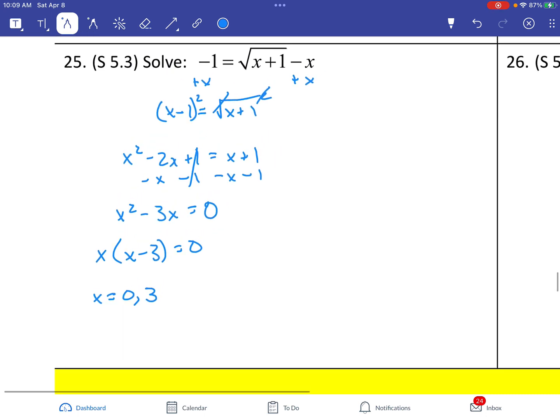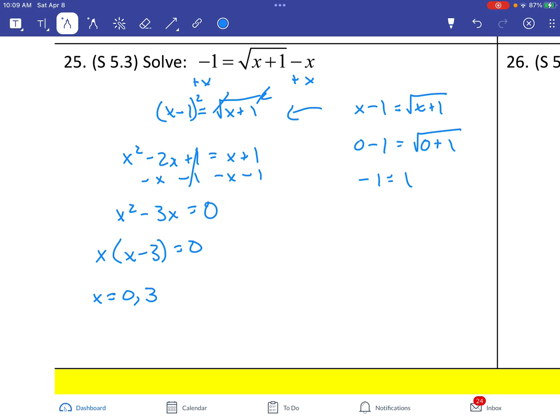Now I do have to check these answers. I'm going to check them in the simpler version, x minus 1 equals the square root of x plus 1, where I got it from here. So I put 0 in first. I have 0 minus 1 equals the square root of 0 plus 1. Well, that gives me 1 on the right-hand side, and the square root of 1 is 1. And negative 1 does not equal 1, so that's not true. So 0 is not an answer.